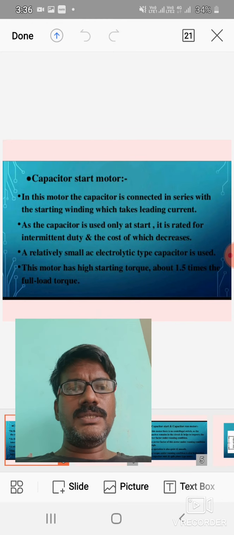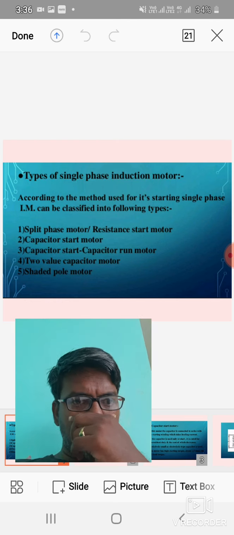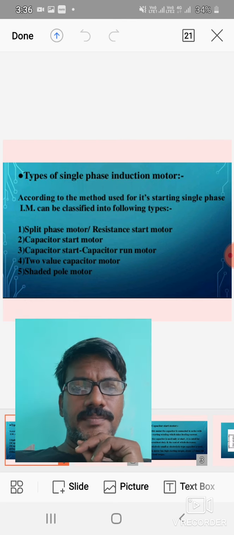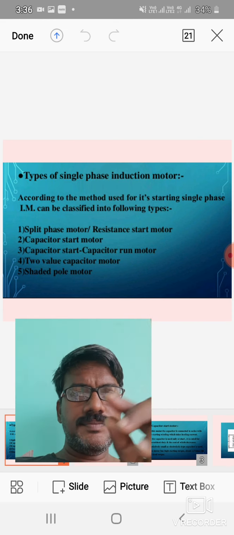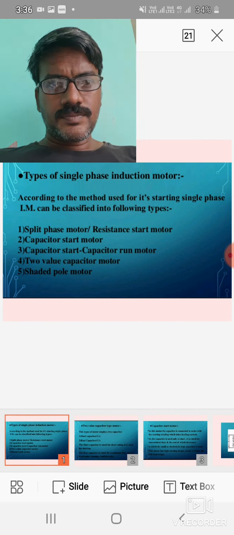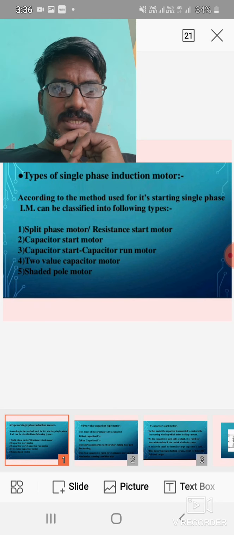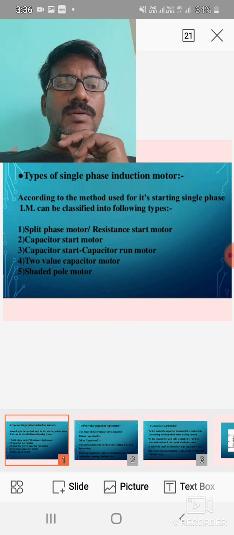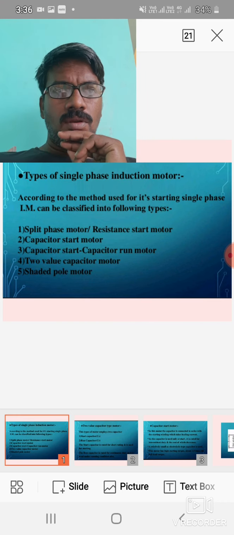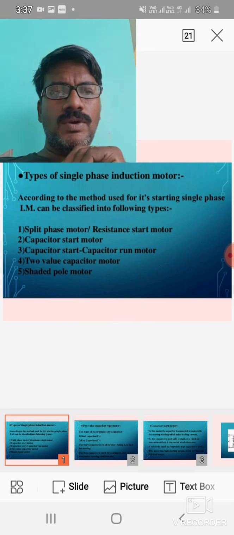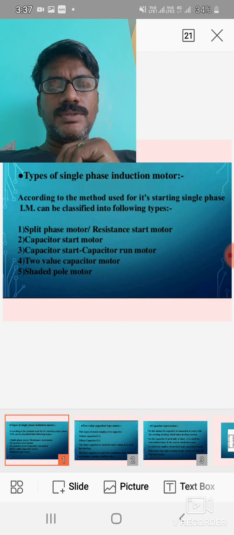Generally, single phase induction motors are of five types. First is the split phase motor, that is, the resistance start motor. Second is the capacitor start motor. Third is the capacitor start capacitor run motor. Fourth is the two value capacitor motor. Fifth is the shaded pole motor.